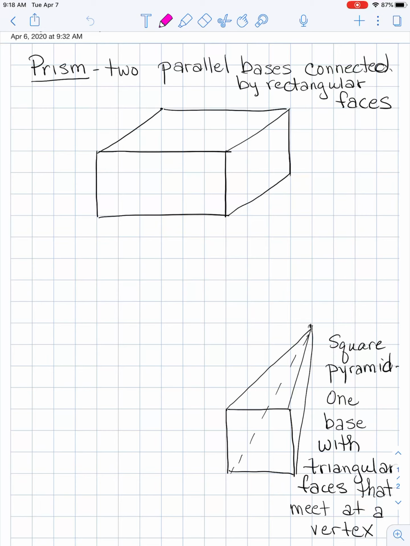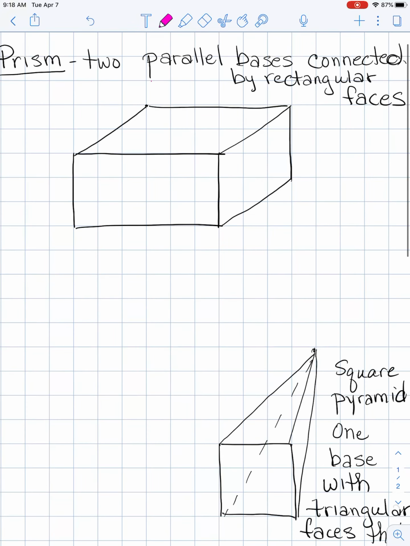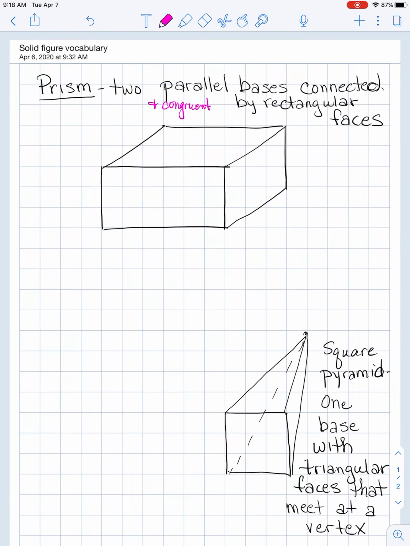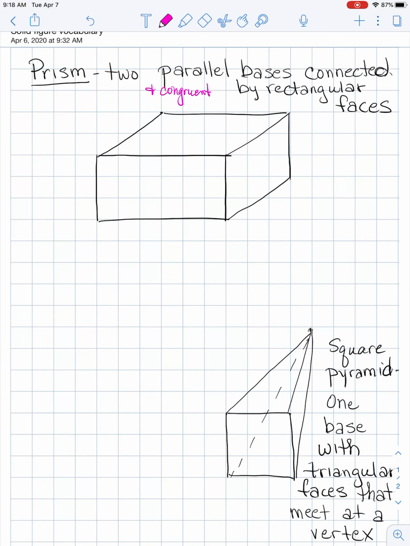So the first thing we're going to talk about is a prism. A prism has two bases that are parallel and congruent, which means they are parallel, they'll never meet even if they extended forever, and they're congruent, meaning that they are the same shape and size. So for instance, over here we have a rectangular prism. We have two rectangles, and a prism is named after the shape of its bases.